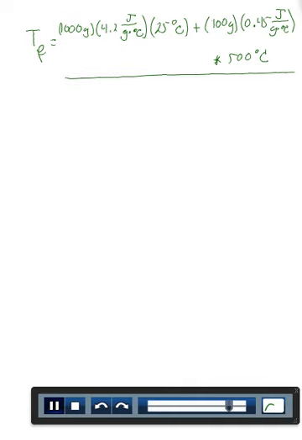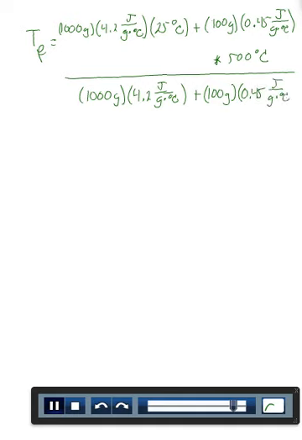Then divide all of that by mass of water, 1,000 grams, and its specific heat, plus mass of iron times its specific heat, which I found from a table. And then doing this on my calculator gives 30 degrees centigrade.